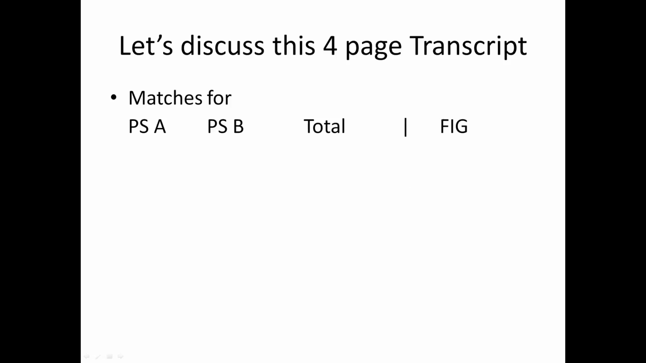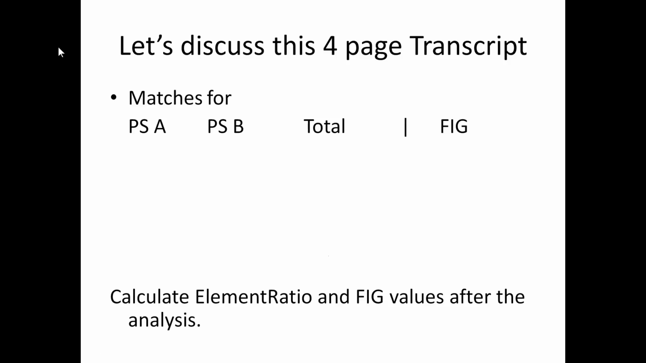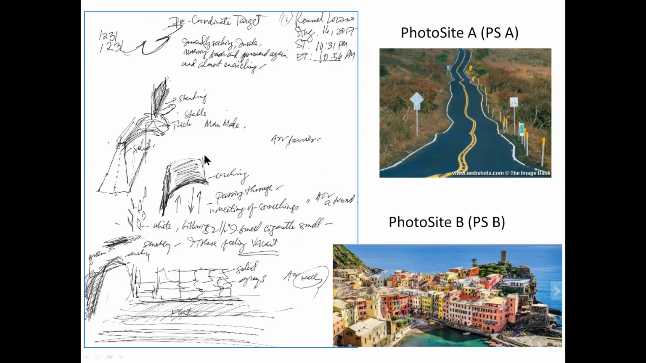Now, what I've done is I've started a little table where I would like to end off with the number of matches for photosite A, the number of matches for photosite B, and then the total number of elements or percepts. And I'll do this page by page, and then some comment about the fig. Obviously the calculation on the whole transcript can't be done until each page is done. I could do those page by page, and that will probably be interesting, but you can't really make a final determination of the fig until you look at all the pages. Okay, so let's start. Here's the first page.